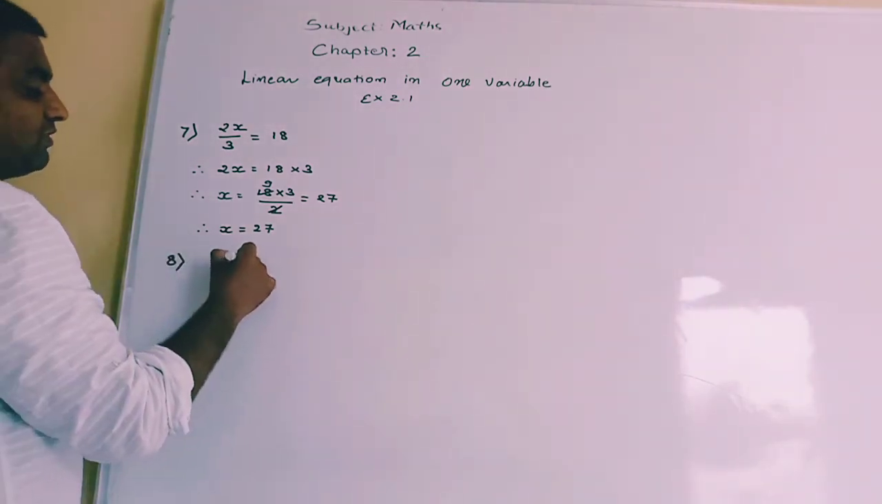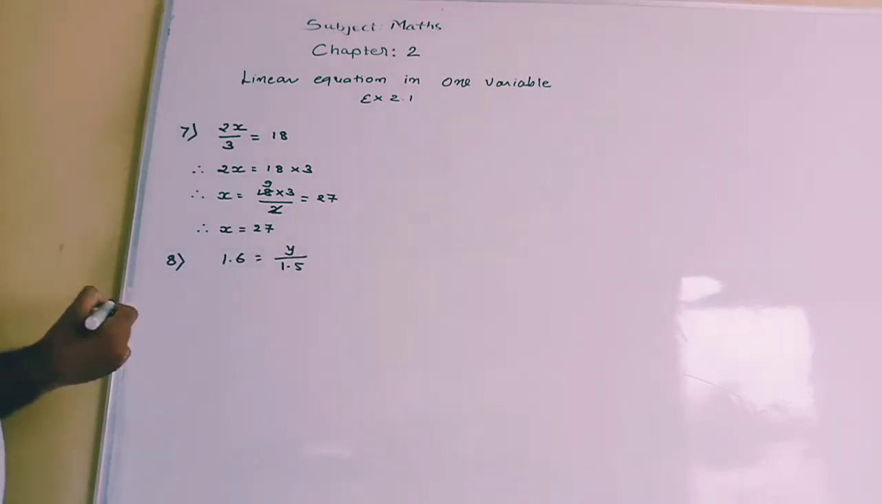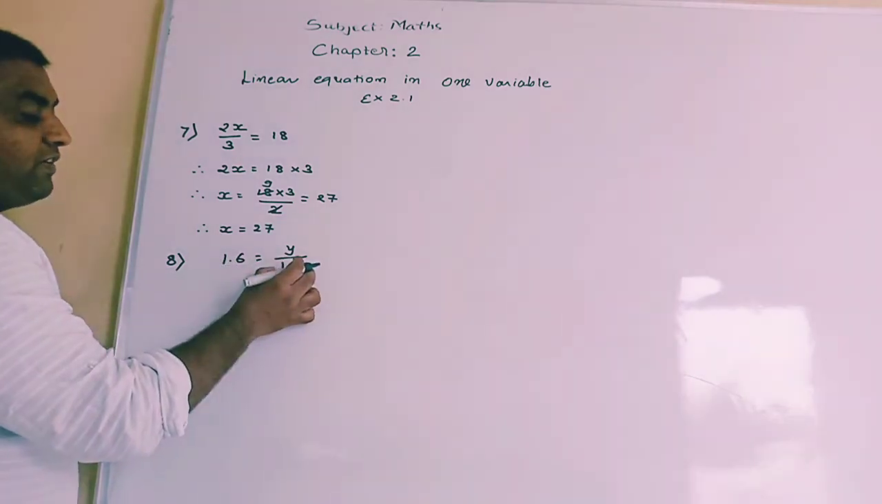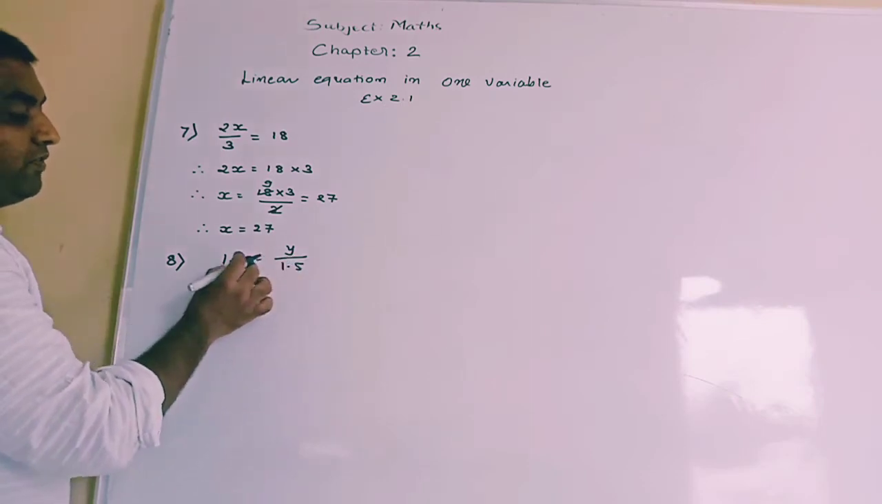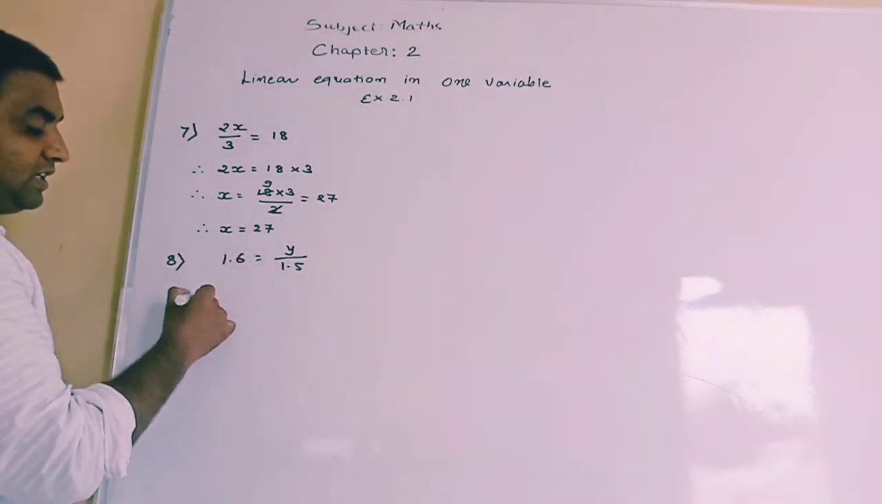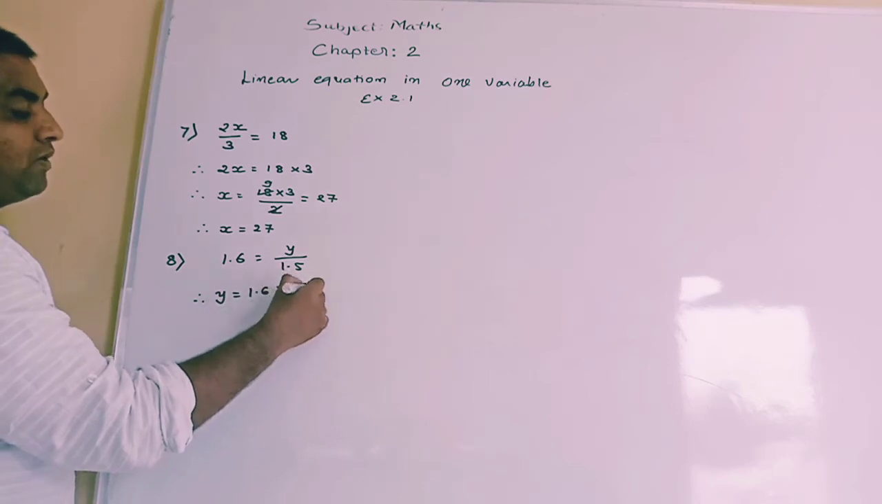1.6 is equal to y by 1.5. So here 1.5 is in the divide relation. We'll go to the other side, the left hand side. Then it will convert into multiplication. And so we can write y equals 1.6 multiply 1.5.